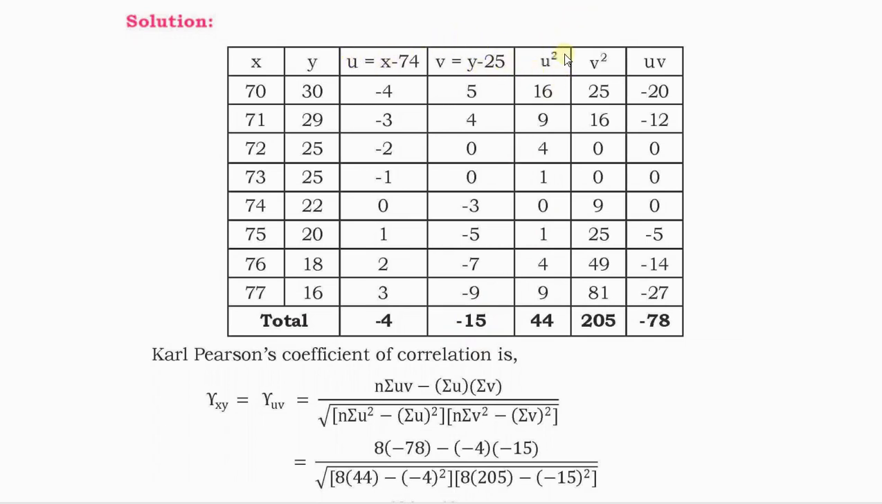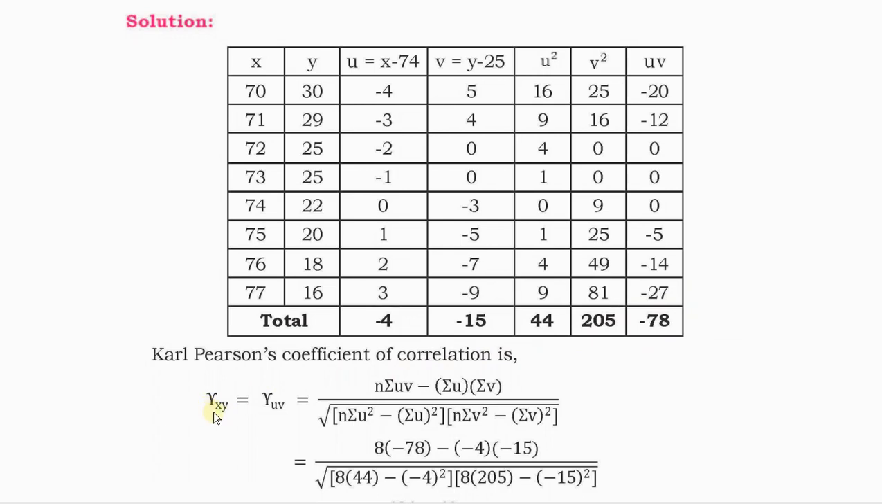Next, u and v have been squared here, u square and v square. For u square: 16, 9, 4, 1, 0, 1, 4 and 9. The total is 44. For v square: 5 square is 25, 4 square is 16, 0, 0, minus 3 square is 9, minus 5 square is 25, minus 7 square is 49 and minus 9 square is 81. Similarly, u into v. Each value of u is multiplied with v and written here. So minus 4 into 5 is minus 20, minus 3 into 4 is minus 12, 0, 0, 0, 1 into minus 5 is minus 5, 2 into minus 7 is minus 14, 3 into minus 9 is minus 27. The total is minus 78.